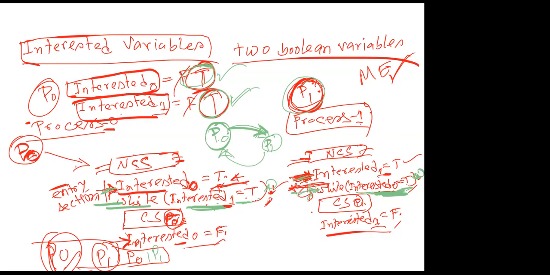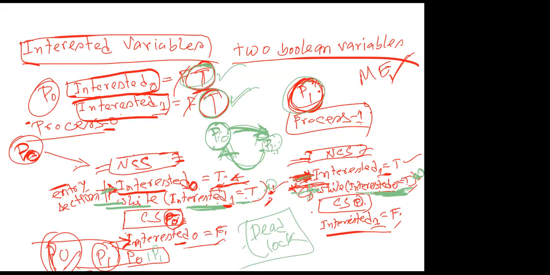So this is a circular waiting. Now no process can enter the critical section. This process is waiting for that process, and that process is waiting for this process. P0 is waiting for P1, P1 is waiting for P0. This is circular waiting. Actually, this is known as deadlock. Circular waiting or deadlock, this is referred to as deadlock.